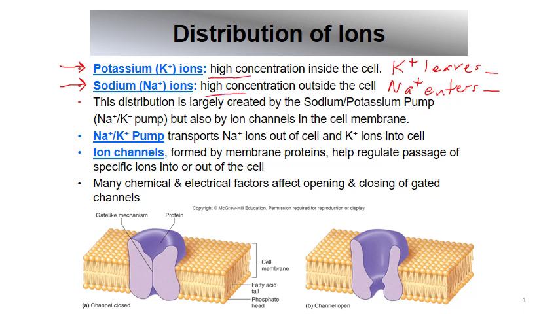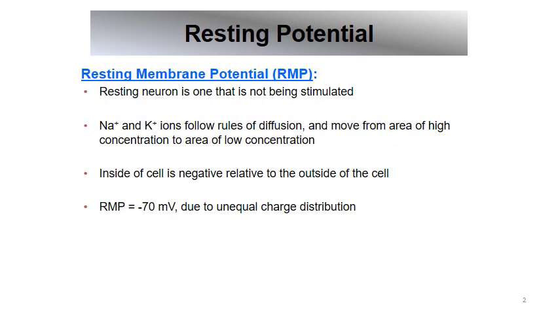So to get them back to their normal concentration gradient, there is this active transport pump called the sodium-potassium pump. So this then sends the ions the opposite way. If you remember, active transport is against the concentration gradients. Okay, so then the ion channels are moving these ions.